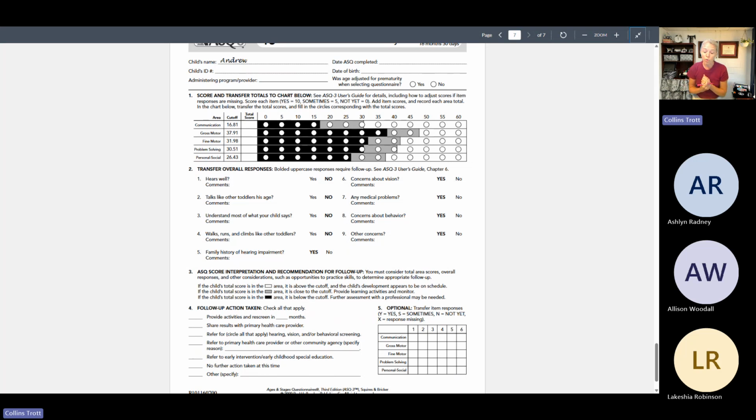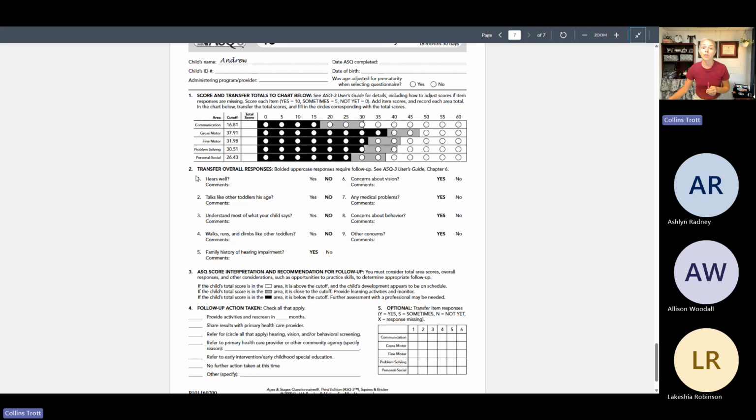Now, anything in the gray area is where we want to do some monitoring. There's nothing wrong, there are no red flags, but it's something that we might want to provide some follow-up activities for and just monitor how that child's doing. And so those are going to be his other 3 areas: communication, his fine motor, and his problem solving. So that chart really quickly tells us where that child falls.